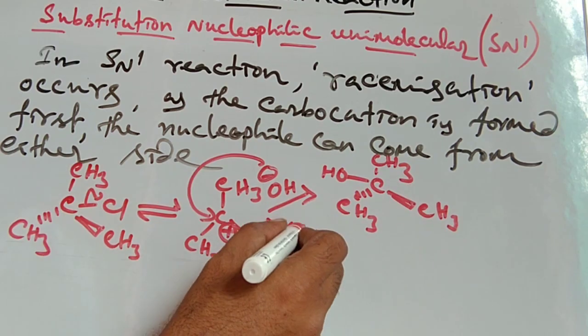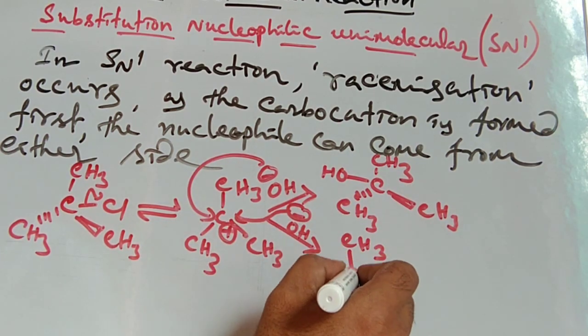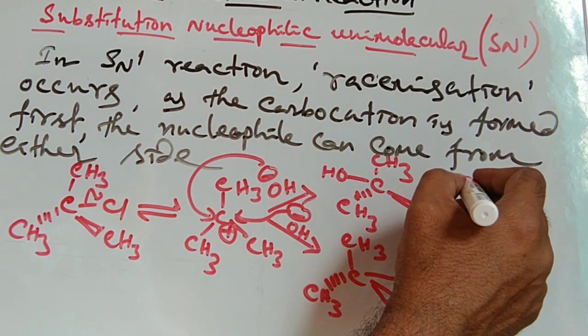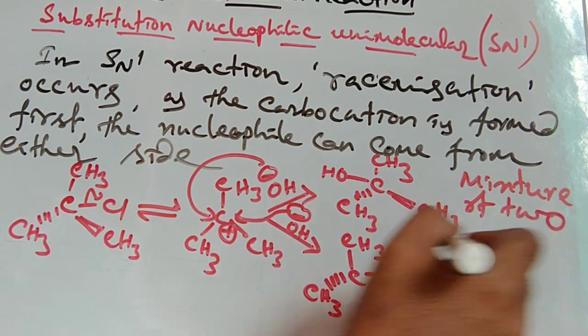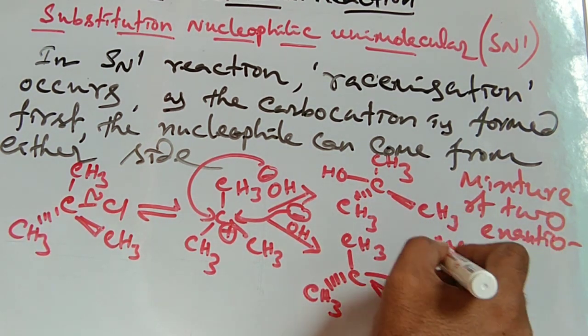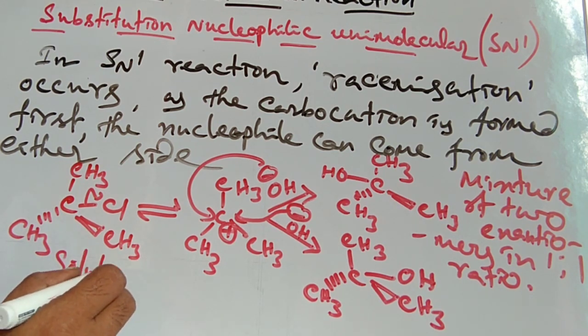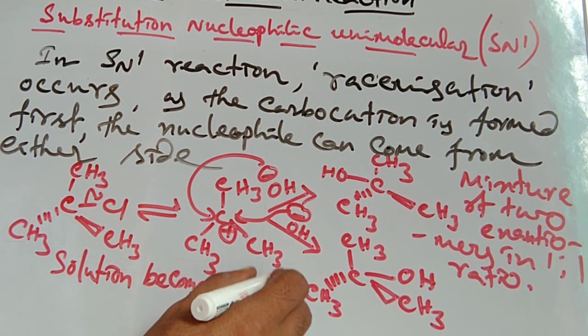So in Sn1 reaction, racemization occurs, whereas in Sn2 reaction, since one side is blocked in the rate determining step, the entering group has to come from the back side of the leaving group. Therefore here always inversion of configuration occurs.